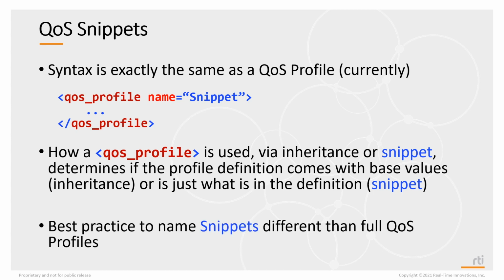The best practice that we suggest is, if you are going to create snippets that are meant to be used as snippets, then when you're creating the profile name, make sure you name the snippets differently than full QoS profiles. So, for example, add the text snippet at the end of every QoS profile that is supposed to be a snippet.